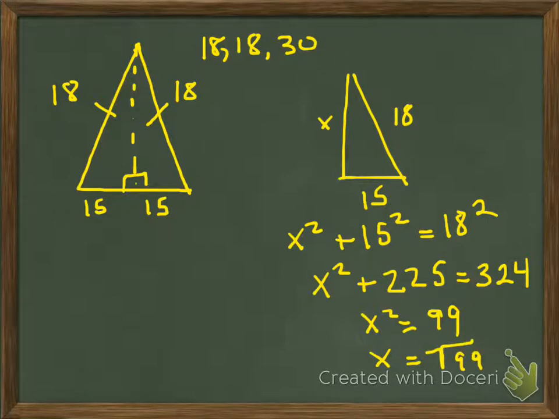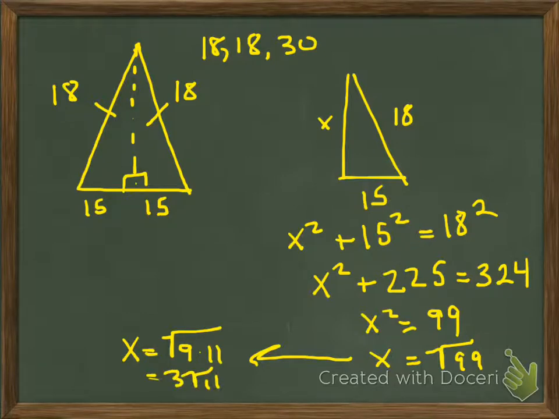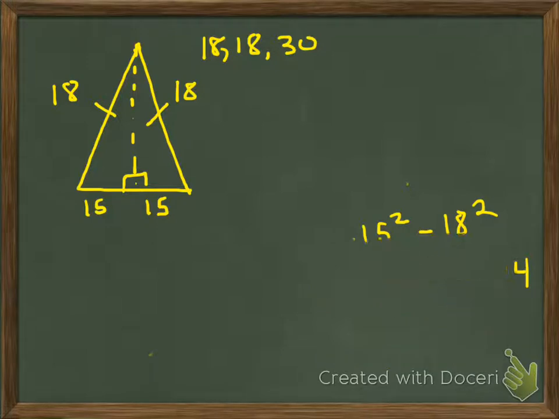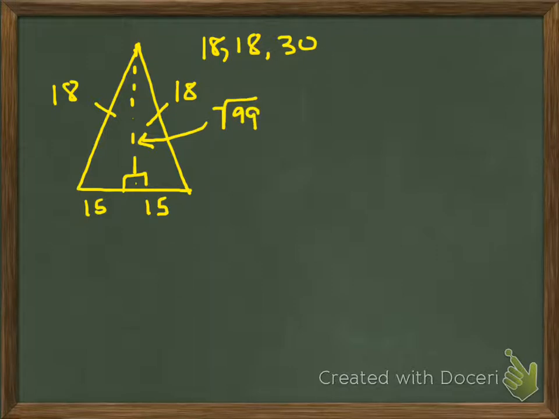And I think almost everybody that did it in class had the square root of 99, but if you simplify that, you actually get x equals the square root of 9 times 11, right? And the square root of 9 is 3, so it's 3 times the square root of 11. Okay, so that's your height. So I'm going to go ahead and erase this so we can find the area. Okay, so your height here, we'll just leave it the square root of 99, because that's what you guys had.